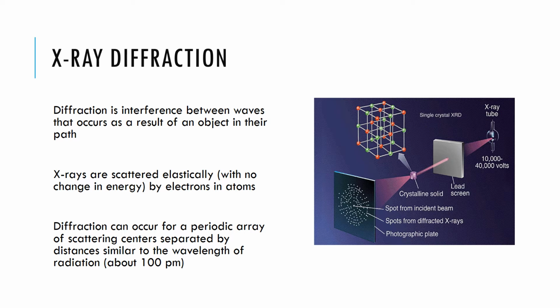And if you think about the wavelength of X-rays that we're using, X-rays with a wavelength of about 100 picometers, that falls very nicely with the characteristic distances between bonds in the crystalline materials that we're investigating. So these X-rays are very well scattered by atomic centers in crystalline substances.